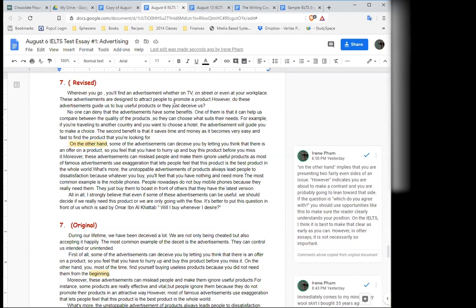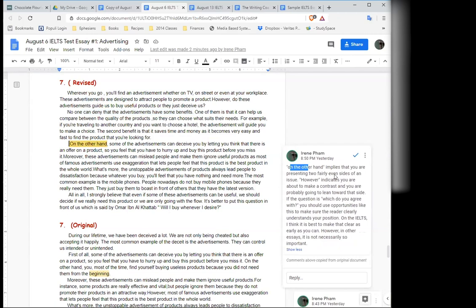"Wherever you go, you'll find an advertisement, whether on TV or on the street. No one can deny the advertisements have some benefits." And then you bring in this, "on the other hand," we're going to go back and review the other side also. "On the other hand" implies that you are presenting 2 fairly even sides of an issue. "However" indicates that you are about to make a contrast and you're probably going to lean toward that side. If the question is, which do you agree with, you should use opportunities like this to make sure the reader clearly understands your position.